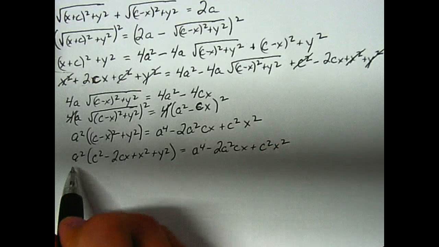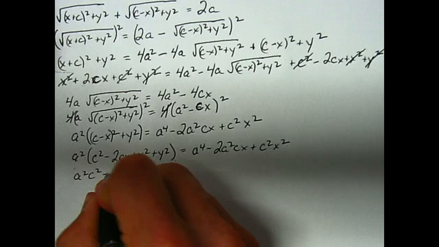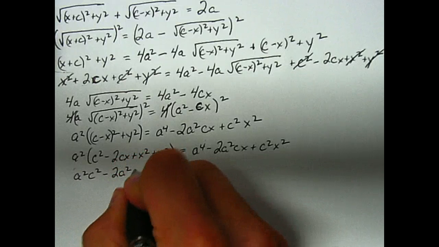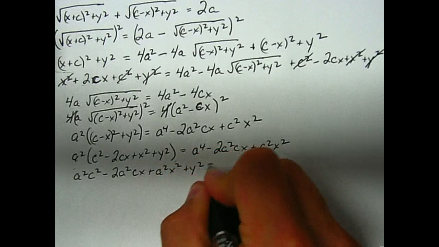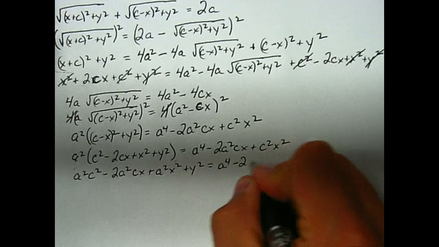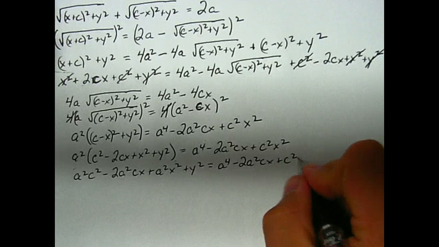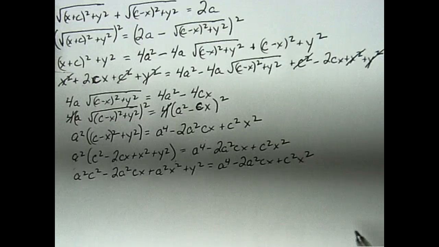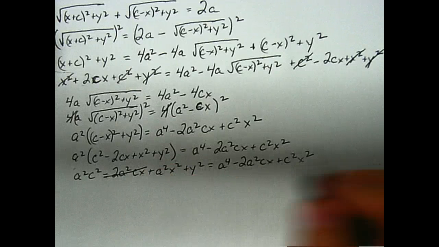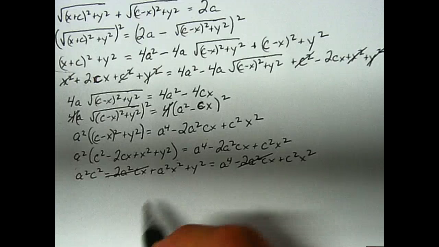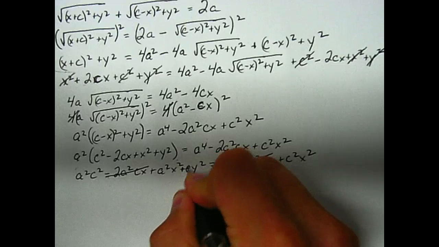Okay, and now let's distribute this a squared through: minus 2a squared cx plus a squared x squared plus y squared, and let's see what we can simplify here. Cx plus c squared x squared. So it looks like 2a squared cx and 2a squared cx are the same on both sides. Oh, you know what? I see I made a mistake here. I need to distribute this a squared into the y squared too. So this should be plus a squared y squared.